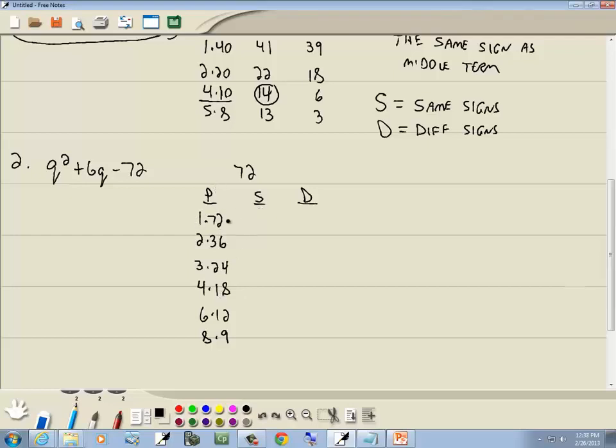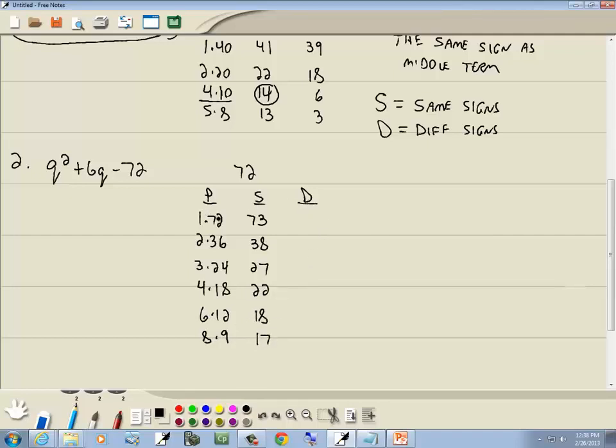Now, the S column, we're going to add these together. 1 plus 72 is 73. 2 plus 36 is 38. 3 plus 24 is 27. 4 plus 18 is 22. 6 plus 12 is 18. 8 plus 9 is 17.